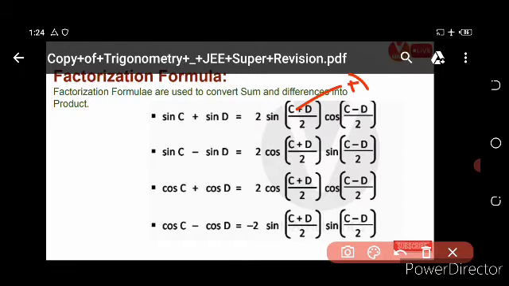So sin C plus sin D, that is sin A plus B plus sin A minus B, is equal to 2 sin A into cos B. We know A is equal to C plus D by 2, so 2 sin C plus D by 2 into cos C minus D by 2. Similarly sin C minus sin D is equal to 2 cos C plus D by 2 into sin C minus D by 2. Similarly, cos C plus cos D is equal to 2 cos C plus D by 2 multiplied with cos C minus D by 2. Then cos C minus cos D is equal to minus 2 sin C plus D by 2 multiplied with sin C minus D by 2.